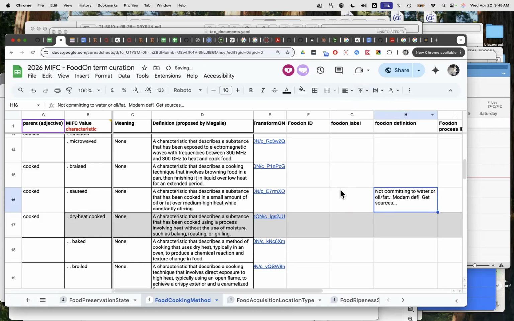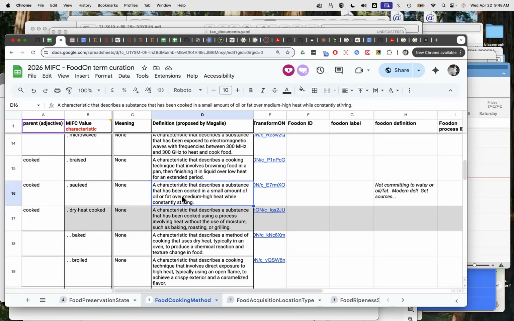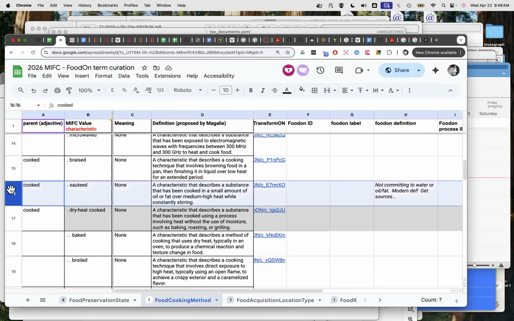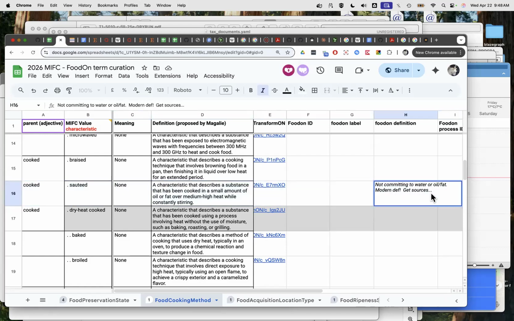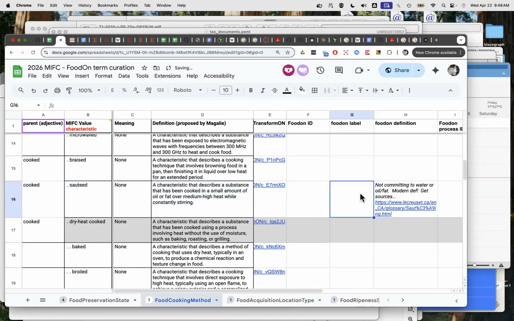Or you just go with the traditional definition, which is with fat, and then later there could be another term like water sauteed, which is not a sibling, it's a different class. But perhaps we don't need to specify that it is in a small amount of oil. What is important, I think, is that it is constantly stirred. And then you can specialize with oil or not and with water or not. I like that.